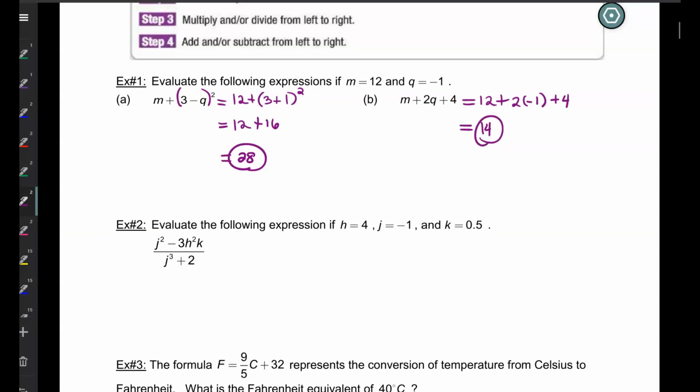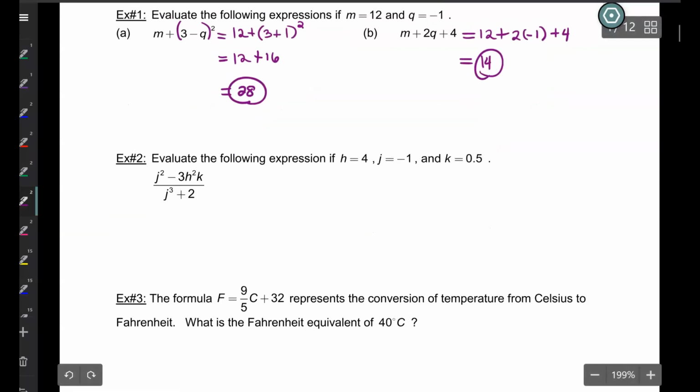Okay, evaluate the following expression. Oh, we got a decimal there. H equals 4, J is -1, K is 0.5. Here's what I would recommend. Okay, so J is -1 squared minus 3 times 4 squared. Now, instead of 0.5, I'm going to write that as a half.